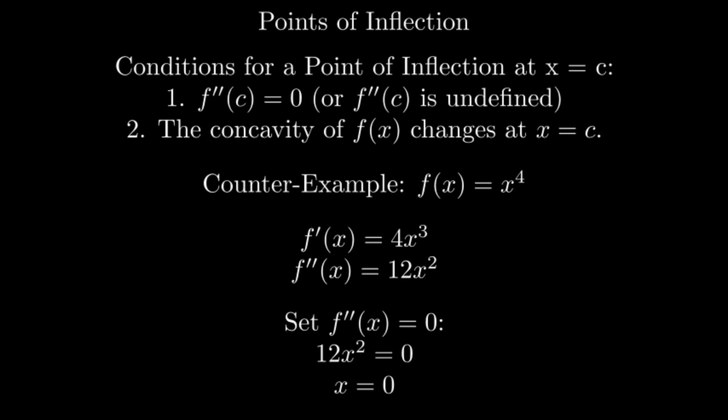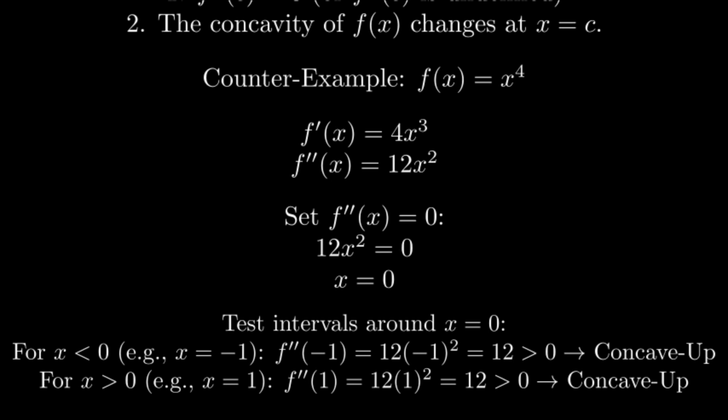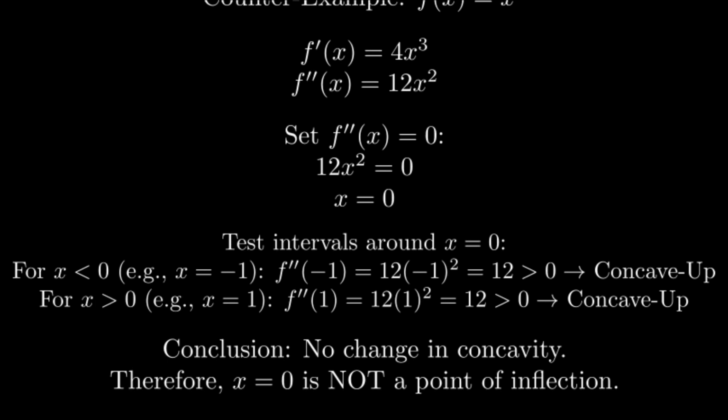Does the concavity change? Let's test a point to the left of 0, like x equals negative 1. F double prime of negative 1 is 12, which is positive, so it's concave up. Now let's test a point to the right, like x equals 1. F double prime of 1 is also 12, which is positive. It's also concave up. Notice that the concavity did not change. It was concave up on both sides of x equals 0. Because the concavity does not change, x equals 0 is not a point of inflection for f of x equals x to the fourth, even though the second derivative is 0 there. This is a critical distinction to make.